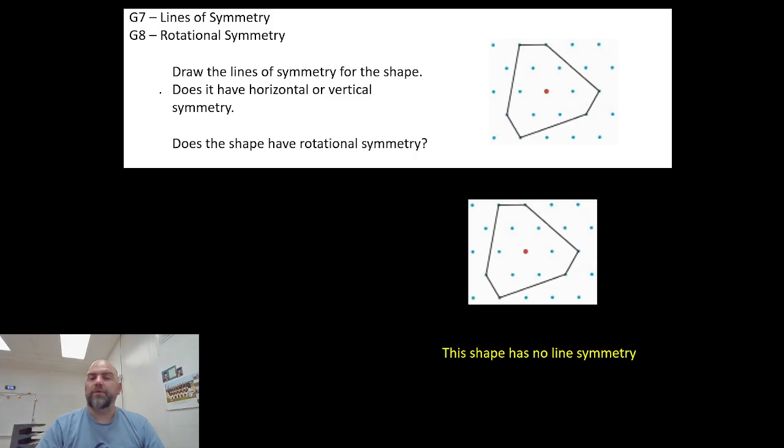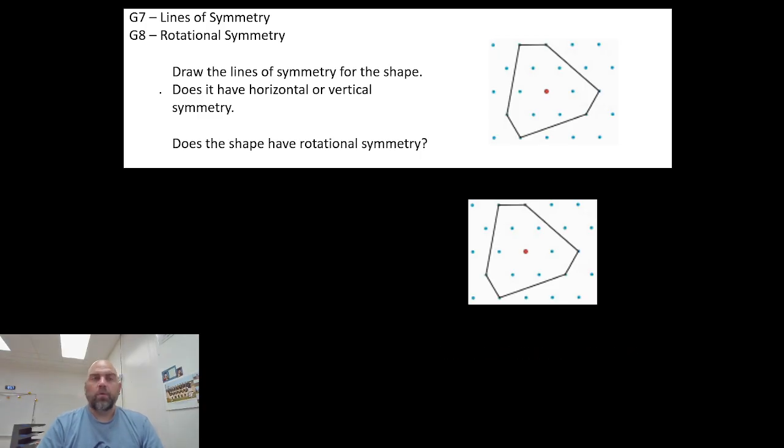There's no line we could put through so that, again, we could fold it in half and get the exact same value. This would actually be a really good example if I were to print it off and have you cut it out and try to fold it in half. You're going to notice that there's no symmetry in this shape. So again, 0 lines of symmetry.